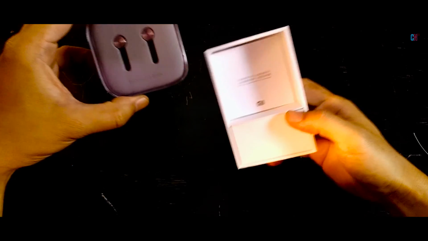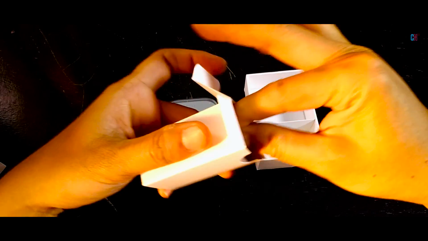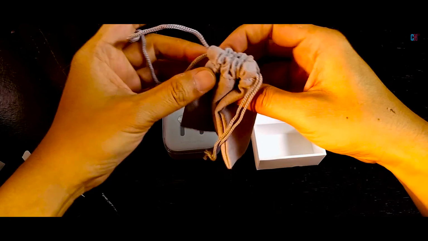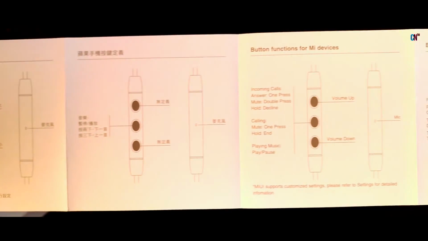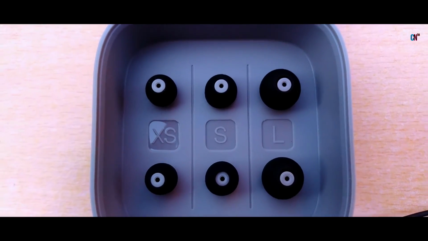Inside the package you'll find a cute little box, a nice carrying pouch and some paperwork. In the box there are the earphones itself and 3 extra set of ear tips.